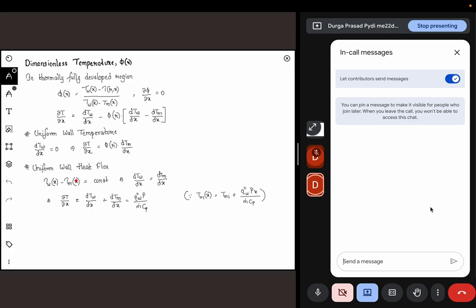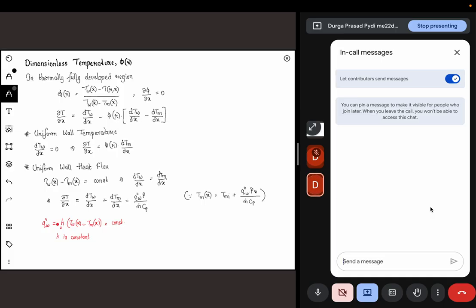So how did we come up with this Qw'? In the fully developed region, which I said before, I've not proven that, which again we will take up next week, this h is also constant. This is the first thing we will derive next week, that h will be constant in the fully developed region for a uniform wall heat flux.